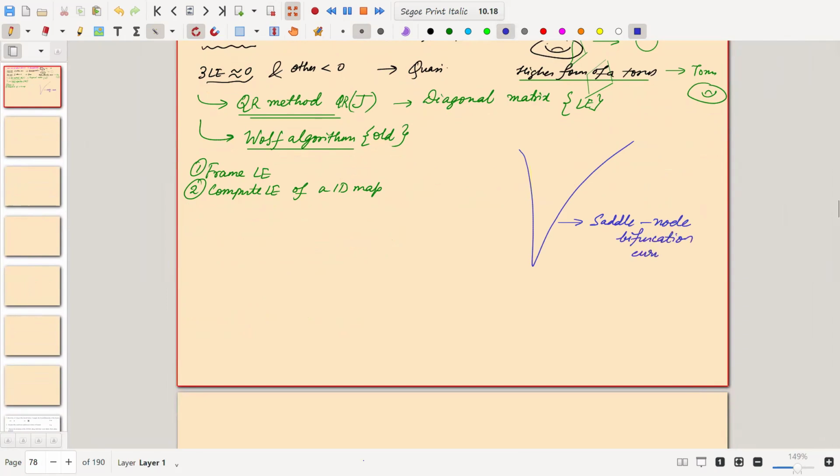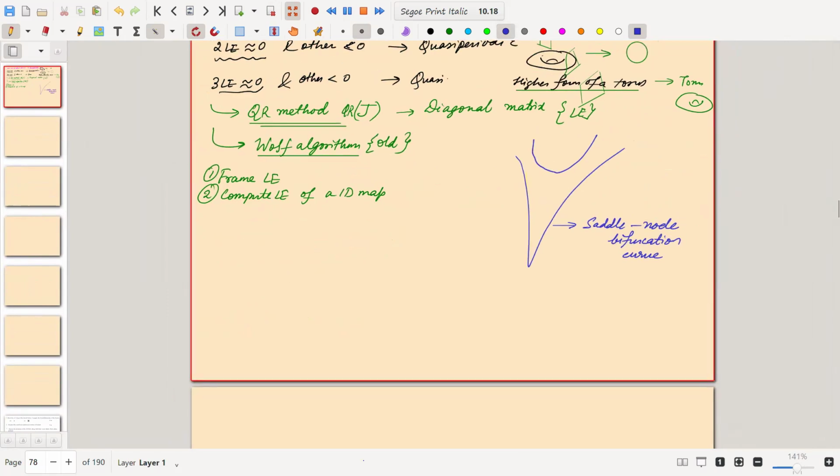It's a curve, and usually you will see something like this. Behind the tongue, this is usually the period doubling curve. And most importantly, since the width of these curves decreases as you approach the end point, this curve will be tangential to another curve. So this curve is nothing but an Neimark-Sacker bifurcation.